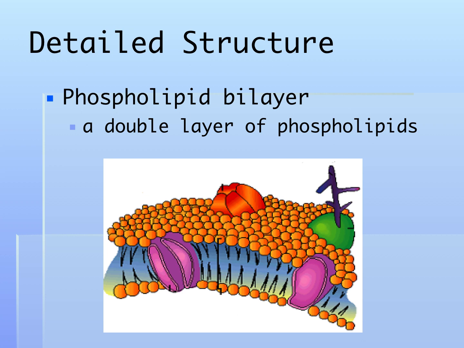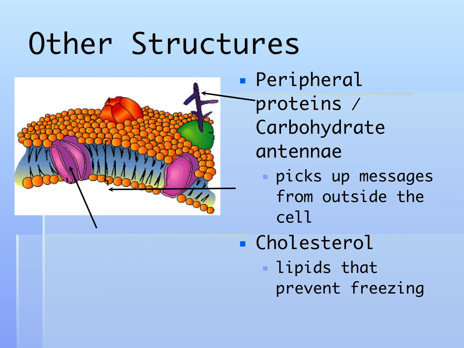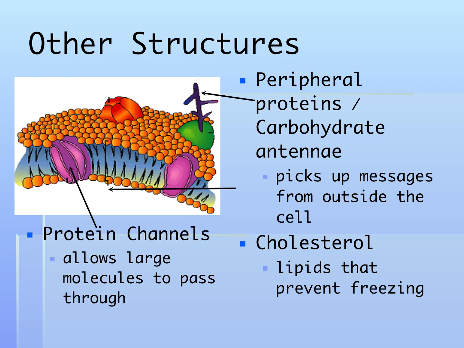Now, looking a little bit closer at this picture, there are other structures that are located on the cell. And we have the peripheral proteins. This is the green olive looking thing that has that weird tree thing sticking out of it. That weird tree thing is a carbohydrate antenna. And what these structures do is they're going to pick up messages from outside the cell from other cells and relay those messages to the nucleus.